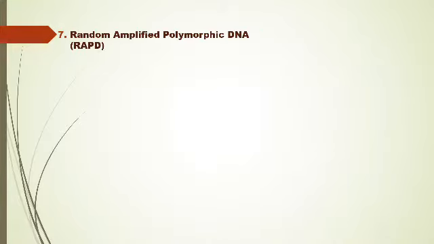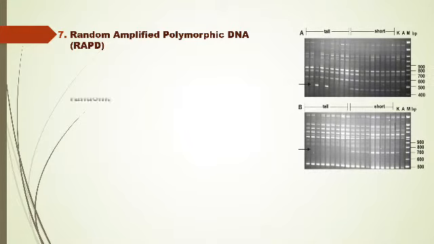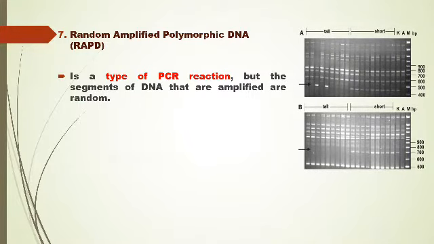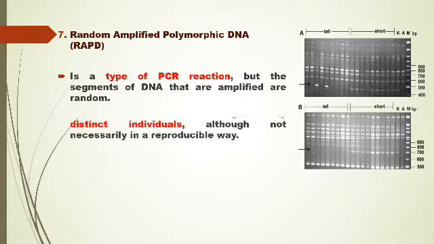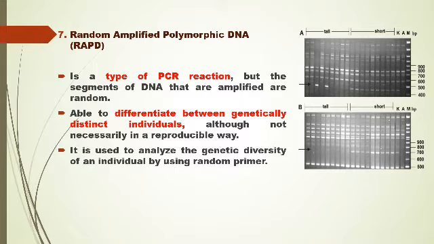Last, I will explain the random amplified polymorphic DNA, or RAPD. It is a type of PCR reaction, but the segments of DNA that are amplified are random. It is able to differentiate between genetically distinct individuals, although not necessarily in a reproducible way. It is used to analyze the genetic diversity of an individual by using a random primer.